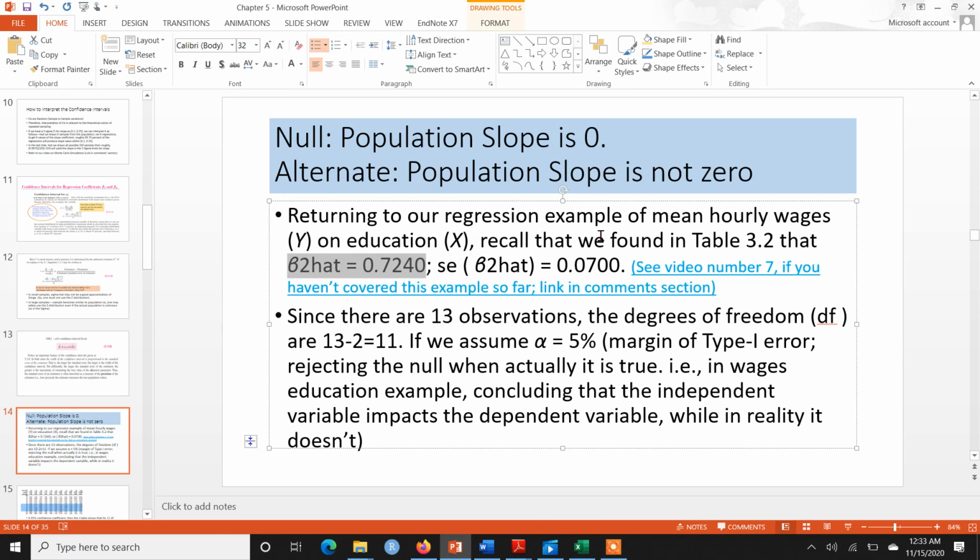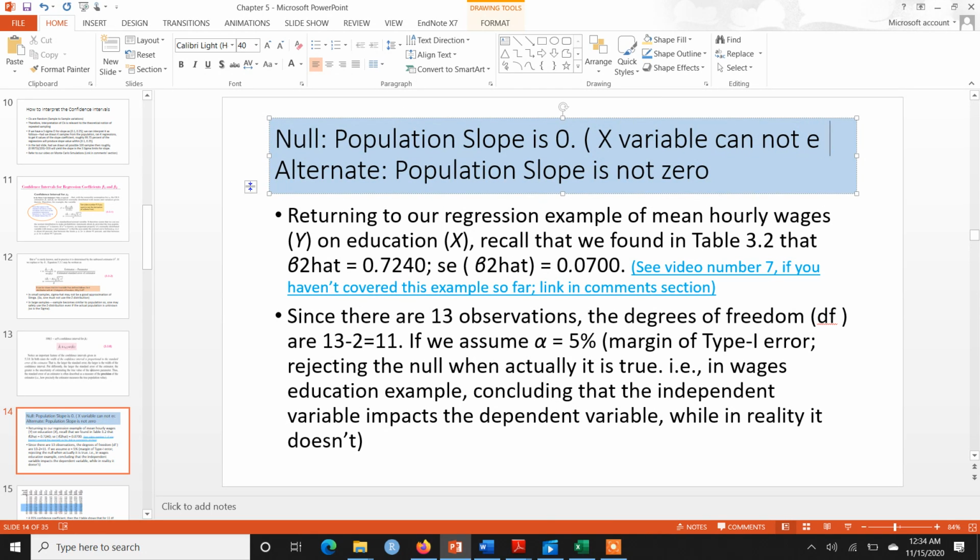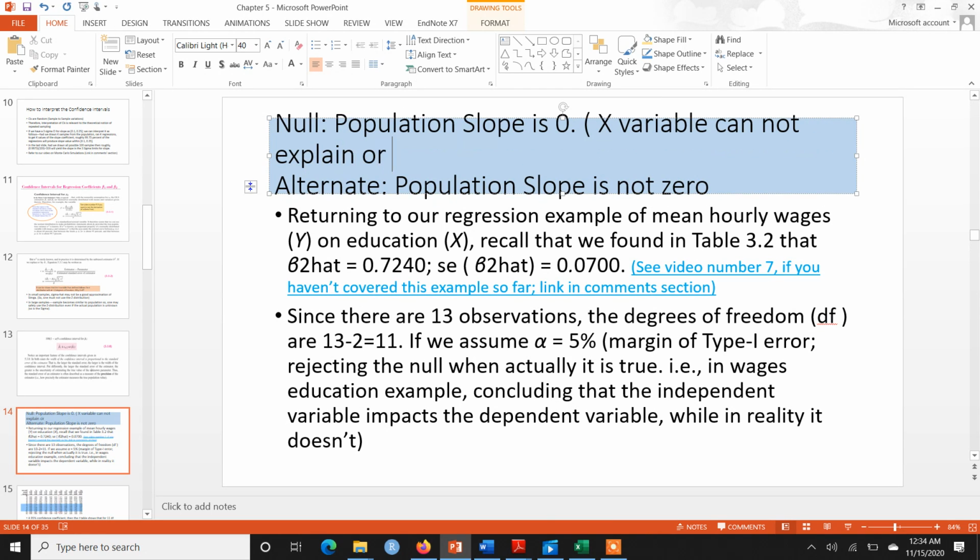Because if the slope value is non-zero, that means the independent variable and the dependent variable are linked with each other. If the slope is zero, of course that means the independent variable and the dependent variable have nothing to do with each other. This is the reason we want to test whether the population slope is zero or not. So our null hypothesis is that the population slope is zero. That means our null hypothesis is that the x variable cannot explain or predict the y variable.